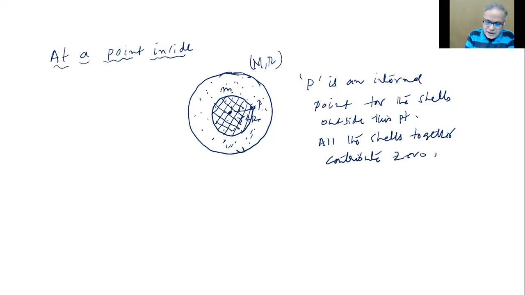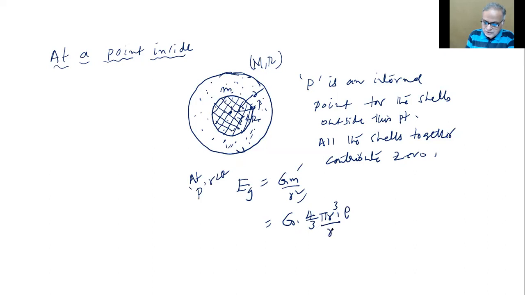So for this, it's like a point mass here, and you can write the old formula. So Eg at that point P, that is r less than R, I could write Gm by r square. This is r now. Neither m is known, nor r is known. So I'll do something. G into 4 by 3 pi r cubed into rho, where rho is density, by r square. So it is 4 by 3 pi G r rho.